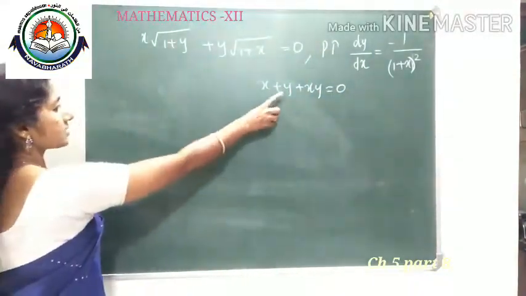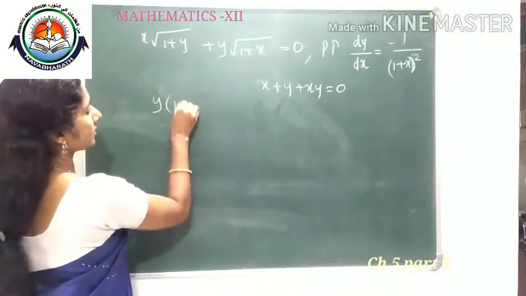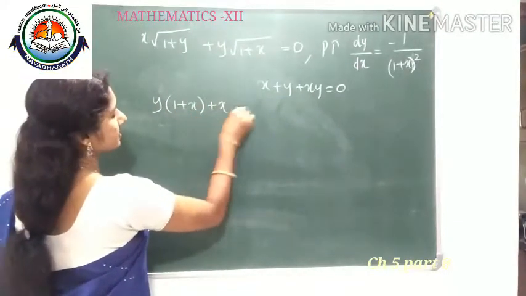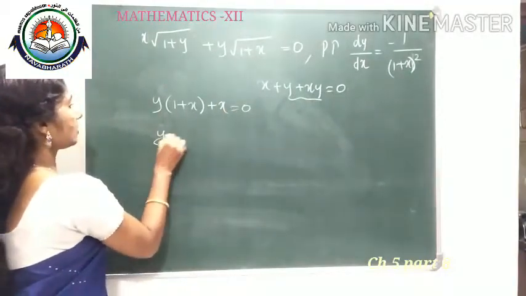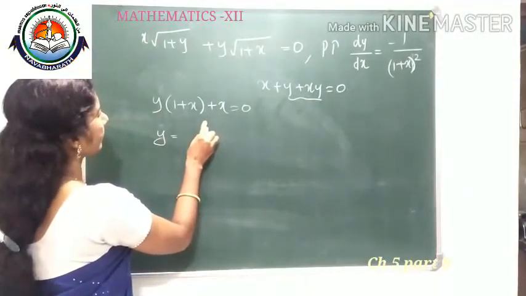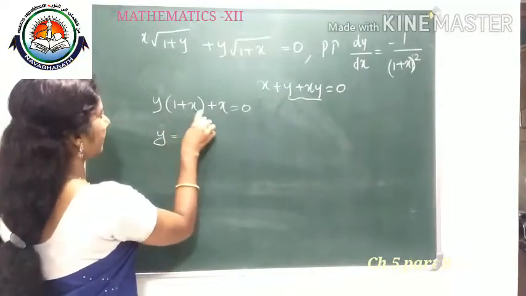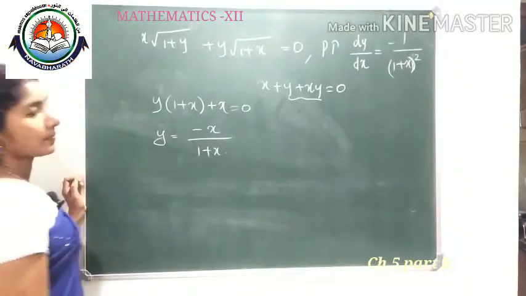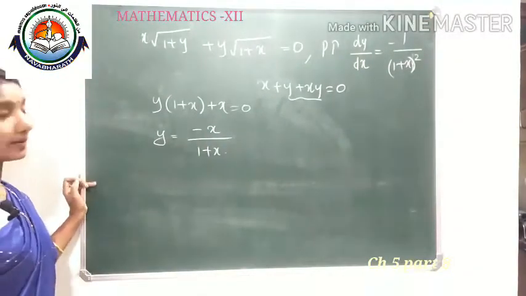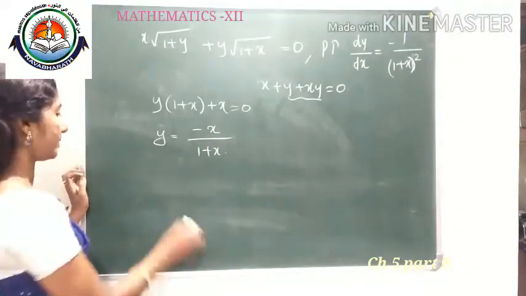Okay. So from here y you can take outside, you are getting 1 plus x. From these two I took y outside, equal to 0. So y into (1 plus x) equal to minus x. So divided by 1 plus x, y equal to minus x by (1 plus x). Then we can find dy by dx.